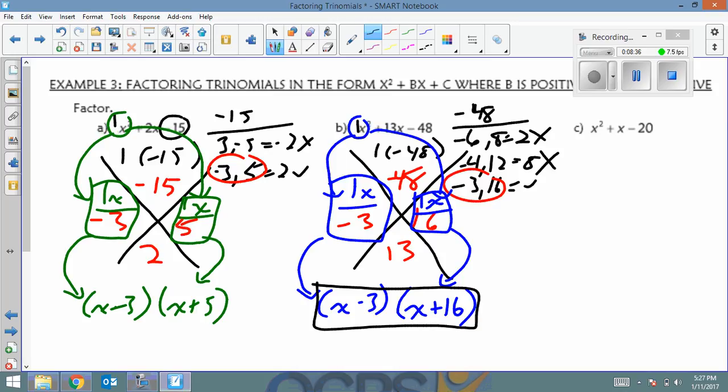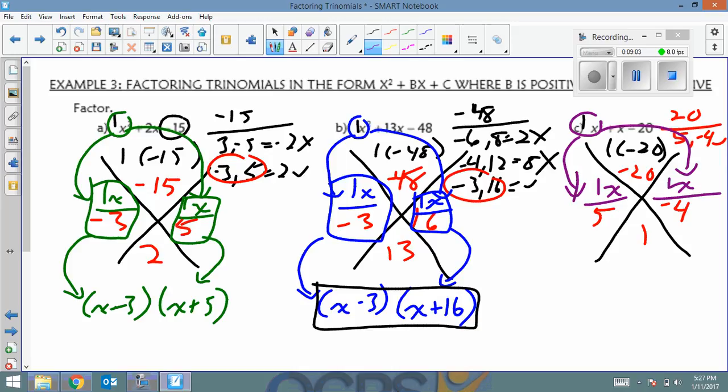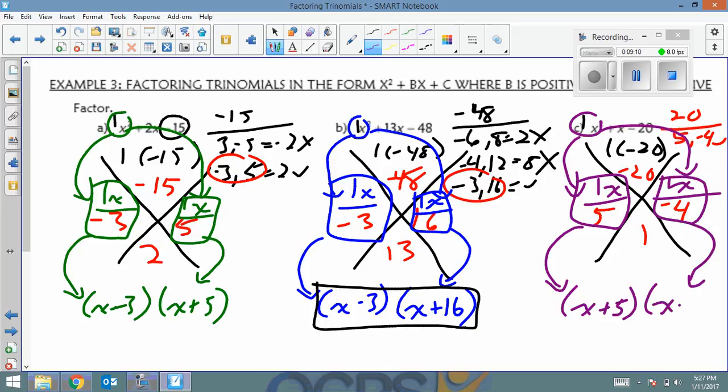Okay, and then the last one, it's going to be 1 times -20. Gives me -20, +1 there. So we need two factors of 20 would be 5 and -4. That works. Okay, bring your 1x down. And they don't reduce yet, so that would be x plus 5 and x minus 4.